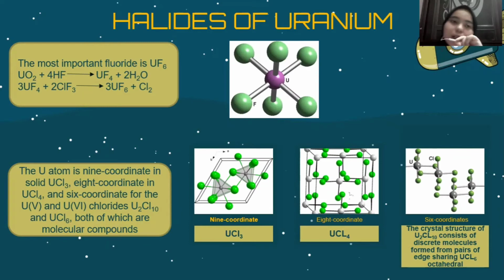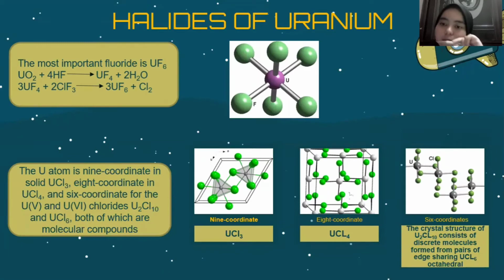The most important fluoride is uranium hexafluoride, which is synthesized on a large scale from uranium dioxide. As you can see from this reaction, uranium dioxide reacts with 4 hydrogen fluoride to produce uranium tetrafluoride and 2 molecules of water, and 3 uranium tetrafluoride reacts with 2 chlorine trifluoride to produce 3 molecules of uranium hexafluoride and chlorine.